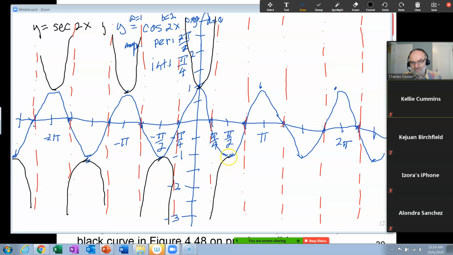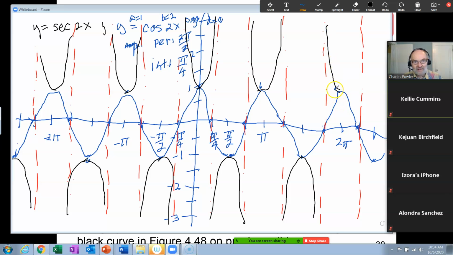Make sure you make these rounded, not pointed, because all the trig functions are smooth. They don't have angles in them. They're made up of angles, but not that kind of angle. Okay, and somewhere here, that one, and that one, and this one, and this one's heading off that way. There's the secant 2x. What has happened here?